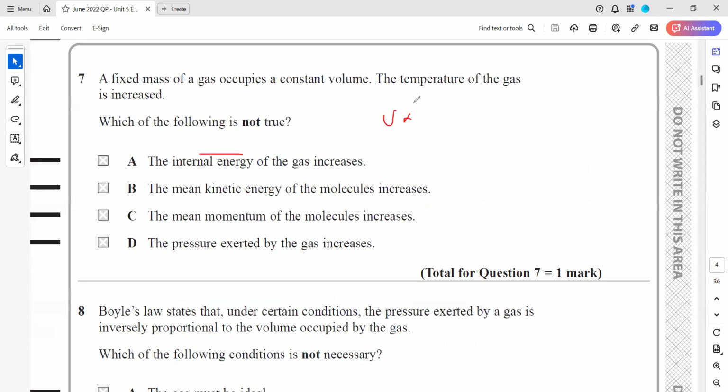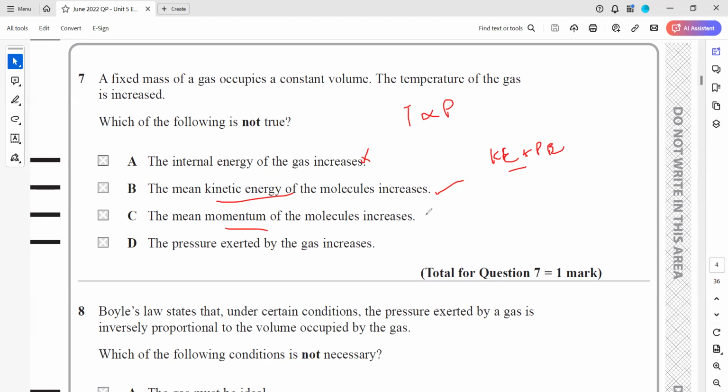Temperature increases, so temperature is directly proportional to pressure. Internal energy increases. Internal energy is the sum of kinetic plus potential. When we add the kinetic energy plus the potential energy, we get the internal energy. So temperature is increasing, so kinetic energy increases, and internal energy will also increase. The mean kinetic energy increases, that is true.